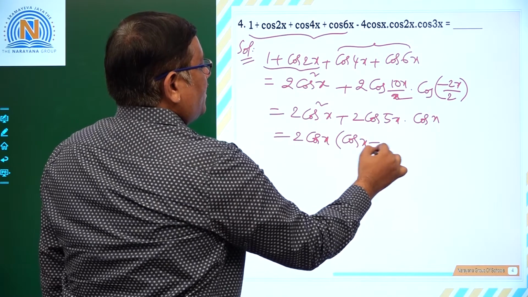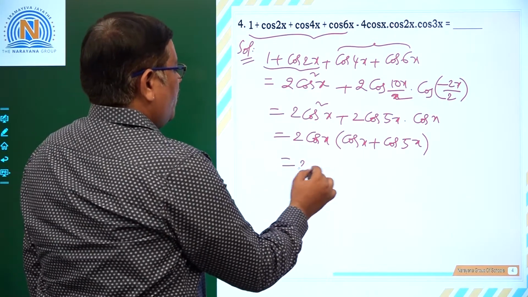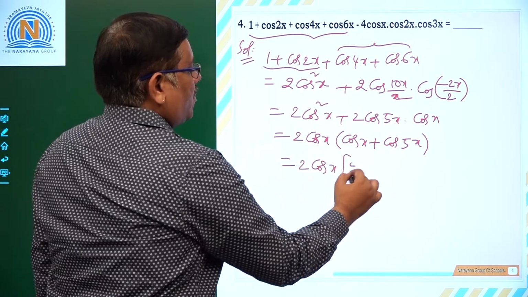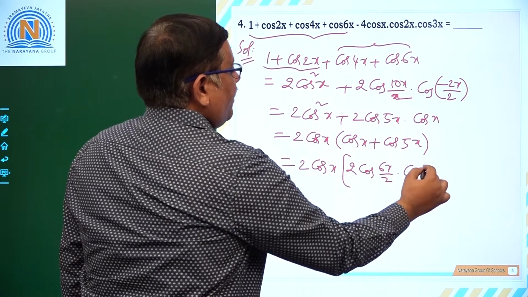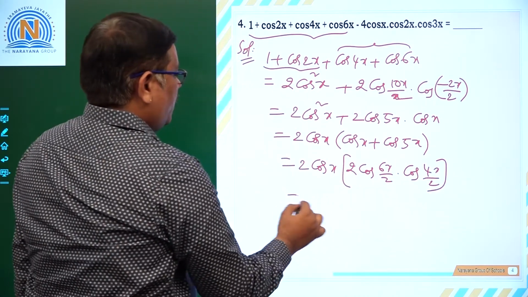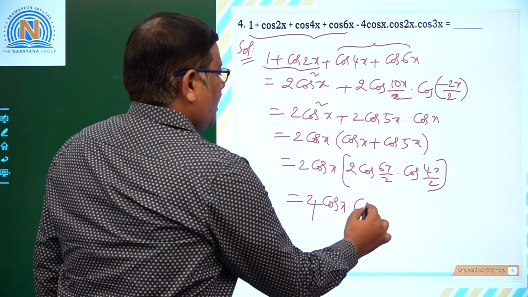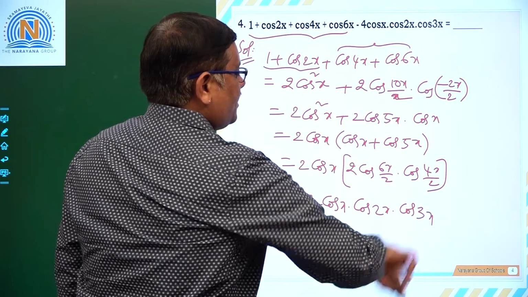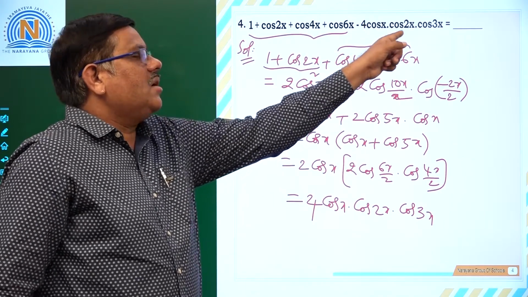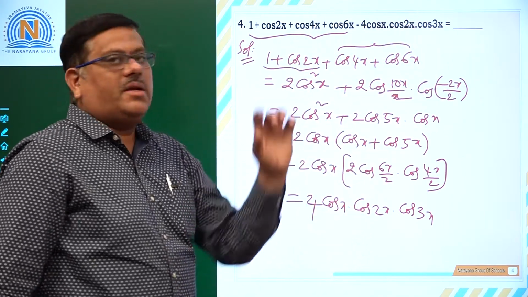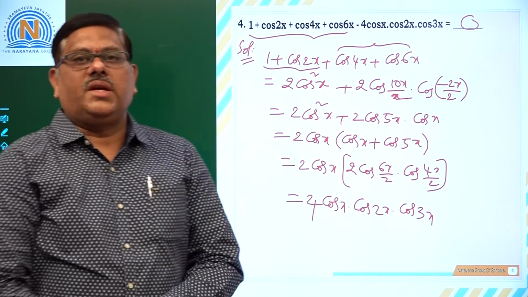So we have cos x plus cos 5x. Again we can apply the cos C plus cos D form. That is going to be 2 cos x into 2 cos((x+5x)/2), that is 6x by 2, into cos((x-5x)/2), that is 4x by 2. So that is going to be 2 cos x into 2, which you can write directly as 4 cos x into cos 2x into cos 3x. So it is equal to 4 cos x cos 2x cos 3x. So this minus 4 cos x cos 2x cos 3x. Because both are equal in magnitude with opposite sign, one will cancel with the other, so the resultant answer becomes 0. So that is the right option.